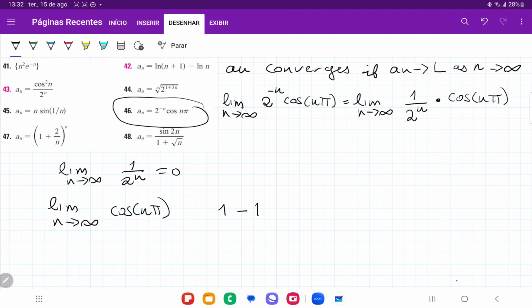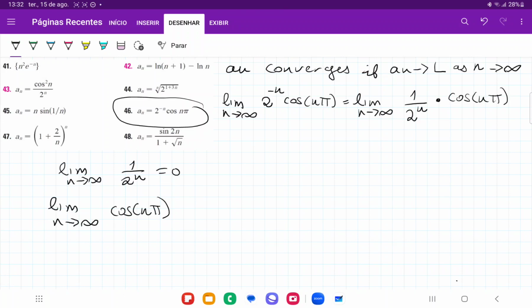So cosine of pi is going to be negative 1, cosine of 2 pi is going to be 1, cosine of 3 pi is going to be negative 1, cosine of 4 pi is going to be 1, and so on. And so we can see here that this just oscillates between negative 1 and positive 1. So actually this has no limit, right? It does not converge.